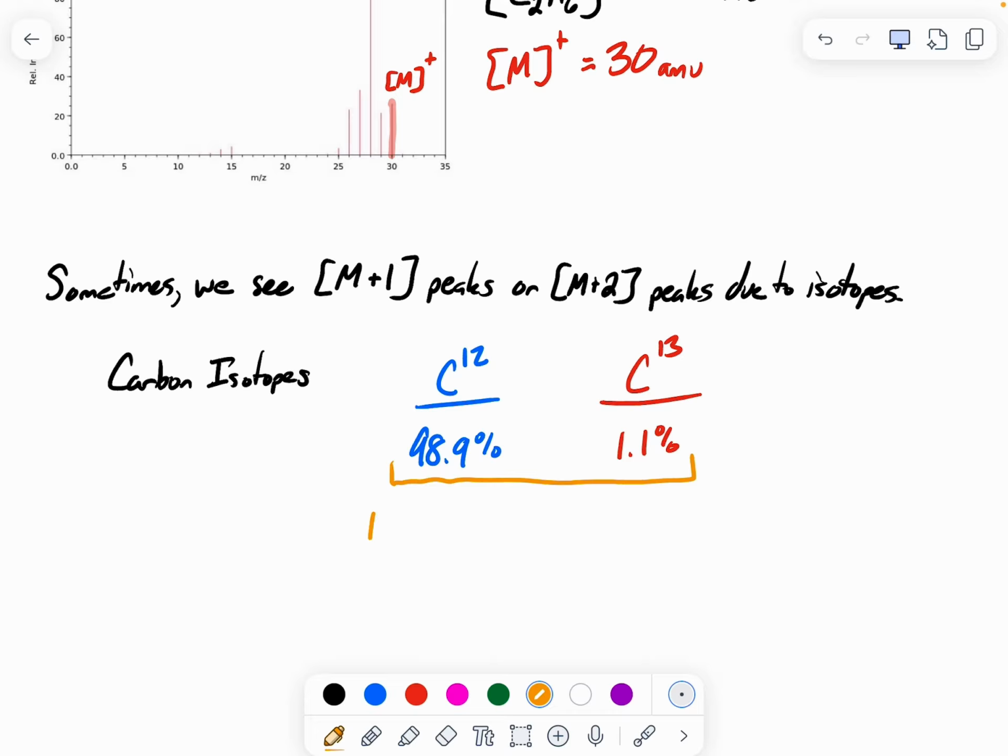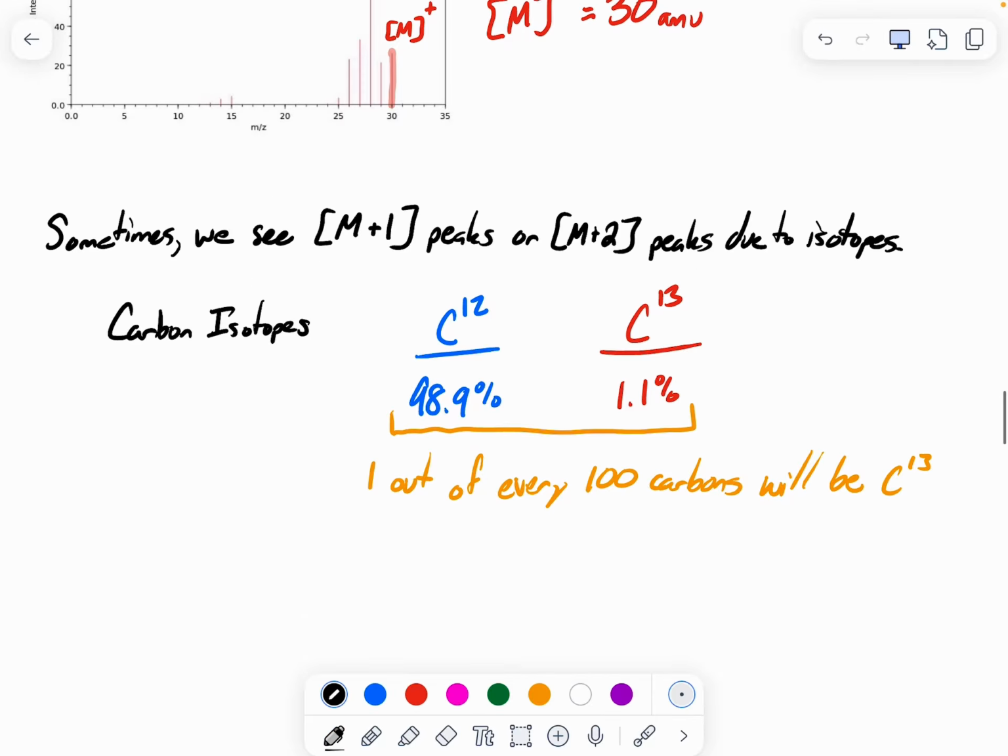It says that 1 out of every 100 carbons will be carbon-13. And so what that means is that if you have all of these molecular ions and you're launching them at the detector, 1 out of every 100 of the carbons that is there is going to be 1 unit higher. And since we have something that's 1 unit higher, we end up seeing the M+1 peak.